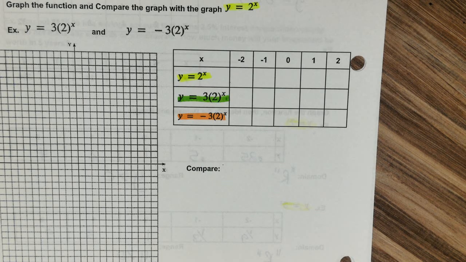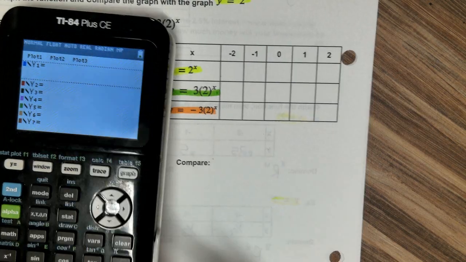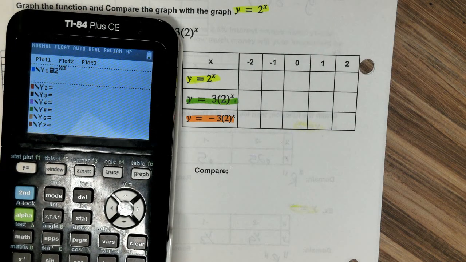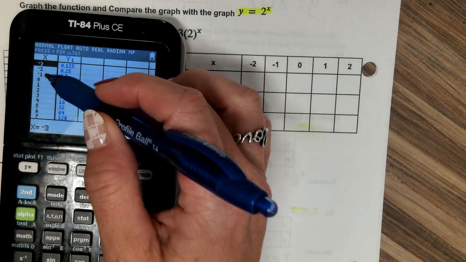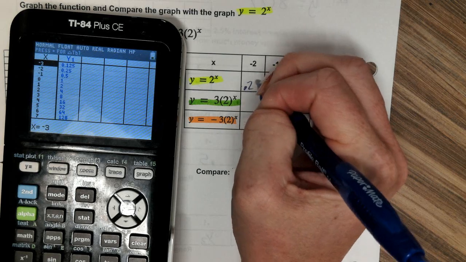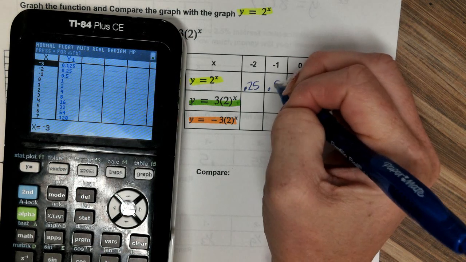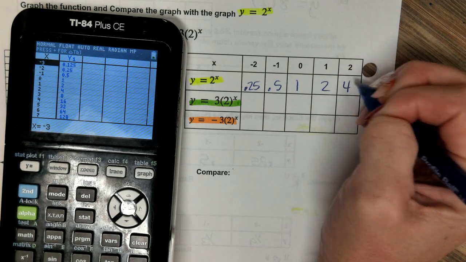So go to y equals, and then type in 2 to the x power. And go to the table, and when x is -2, y is 0.25. When x is -1, y is 0.5; 0, 1; 1, 2; and 2, 4.